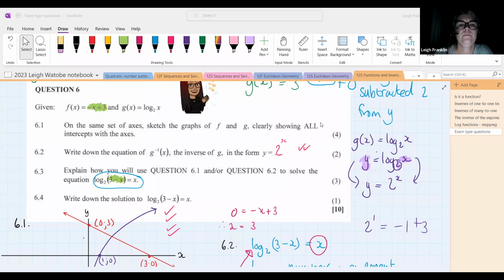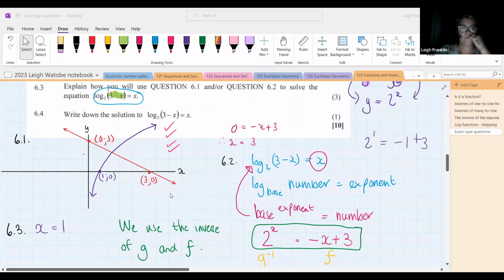So, ma'am, on number 6.4, it says write down the solution to log base 2 of (3 minus x) is equal to x, right? Can you elaborate the question for us? I just kind of don't understand it. Okay, so that's what I was explaining. Did you hear what I was saying about you solving it by using inspection? Yes, I did. Okay, all right.